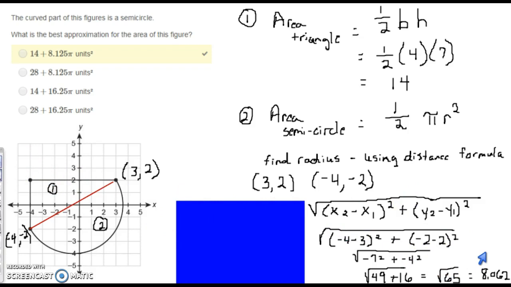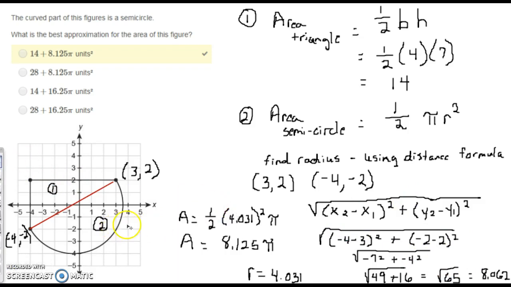So remember, we're going to take half of that. So half of that is going to be 4.031. So that's our radius. And then take half, so square this, divide by 2, and we get 8.25. And notice they left it in terms of pi. And so this is our correct answer.